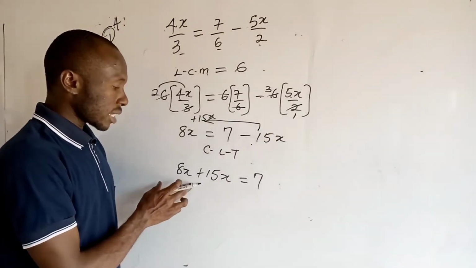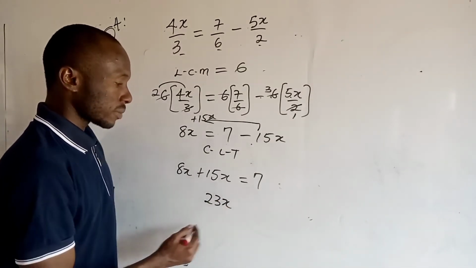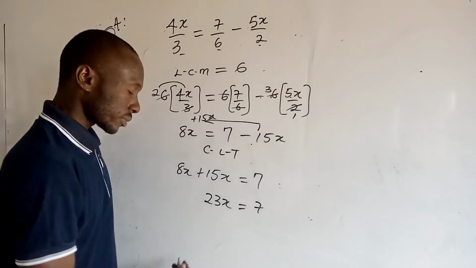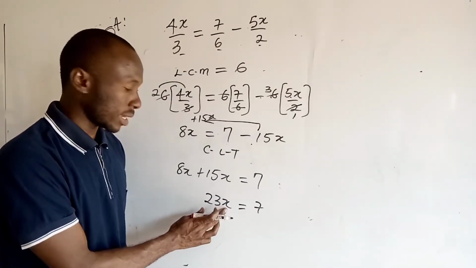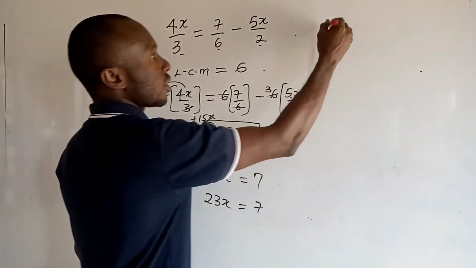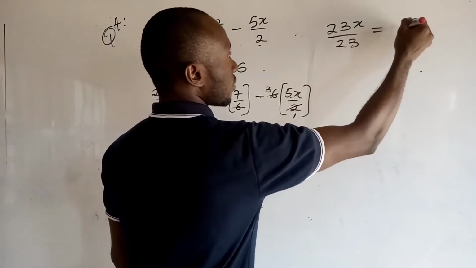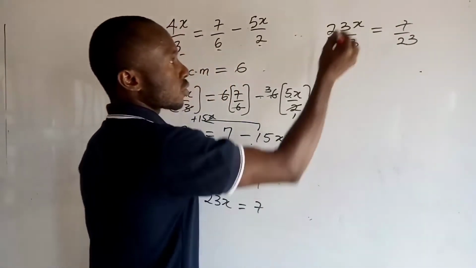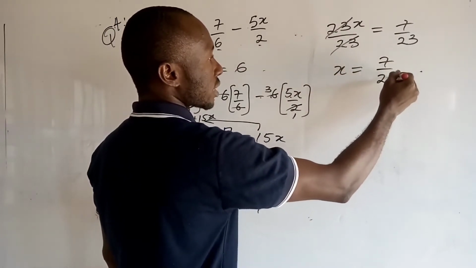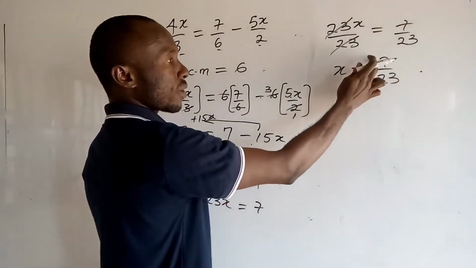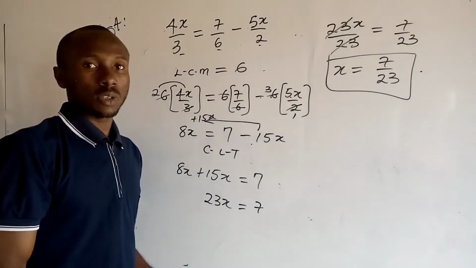And of course, 8x plus 15x is 23x, okay, then equal to 7. Now the next thing we want to do here is to divide both sides by the coefficient of x, which is 23. So I have 23x divided by 23 is equal to 7 divided by 23. So these will cancel out, so x is equal to 7 over 23. Okay, no other value can divide 7 and 23, so this is the solution to question number 4.